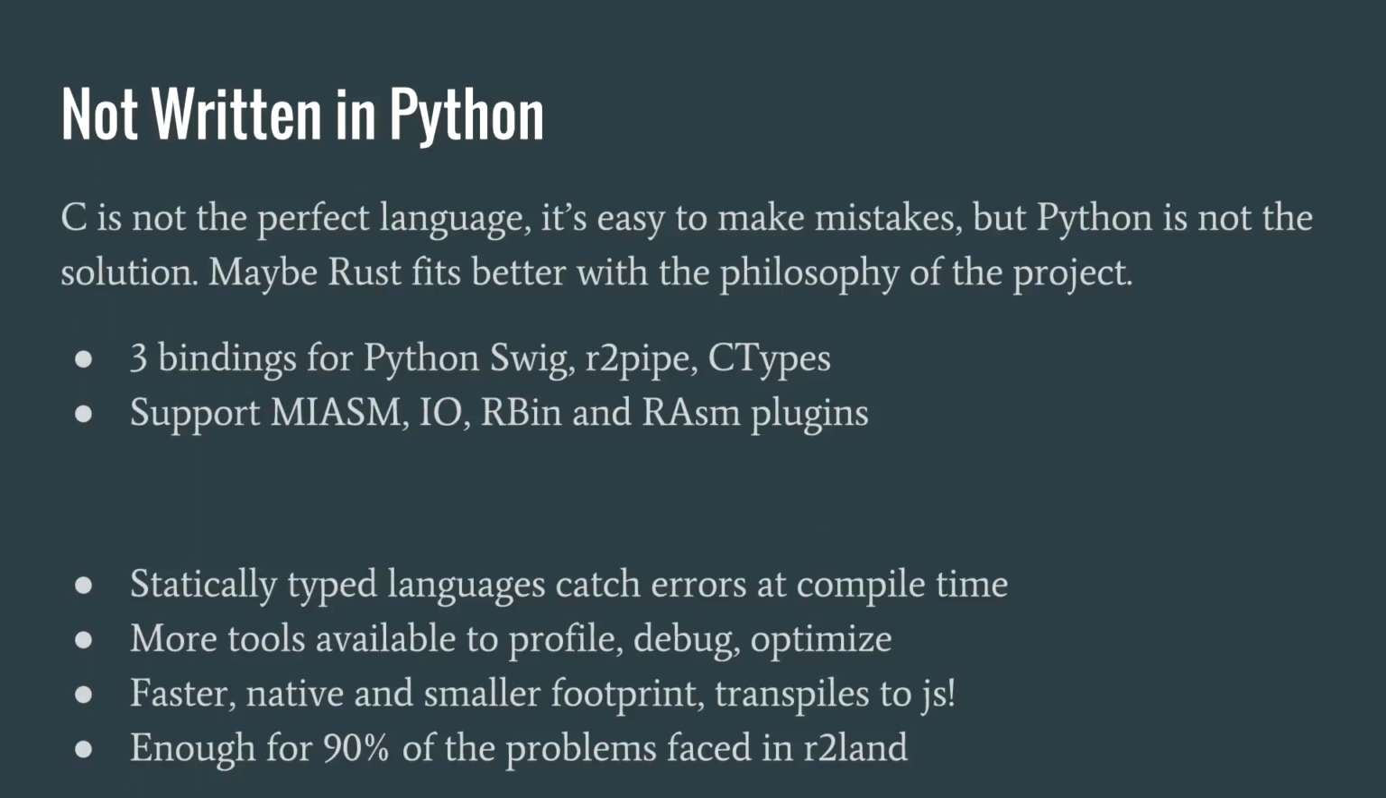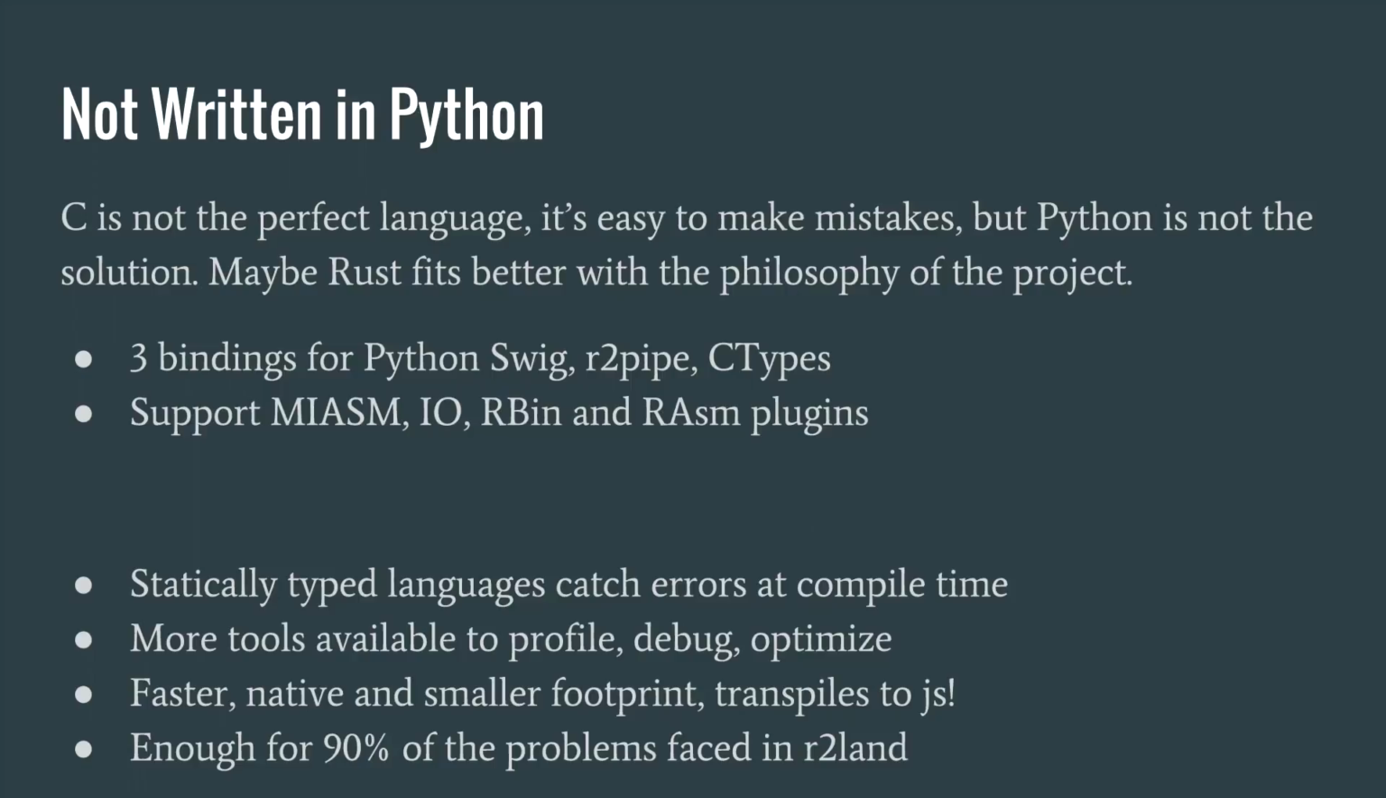Maybe at some point there will be a language that can replace C, maybe Rust, or maybe Swift, or I don't know. But maybe Rust is the one that fits better inside the philosophy of the project. But if you want to use Python, there are 3 different bindings for the native APIs. There are 2 different bindings for R2Pipe supporting different transports. I will explain later what R2Pipe is. And you can write plugins for io, bin, and asm in Python already.